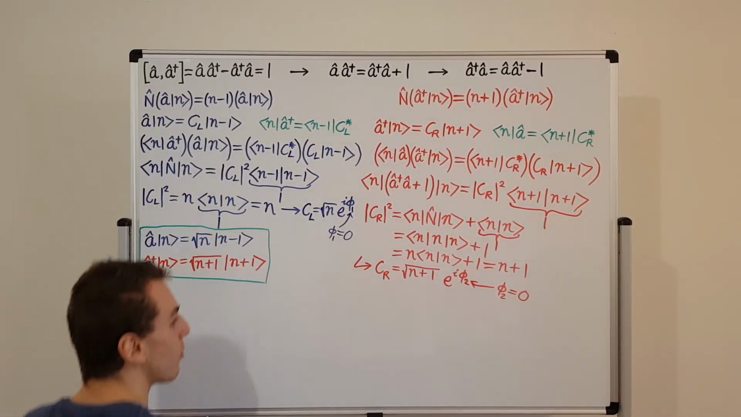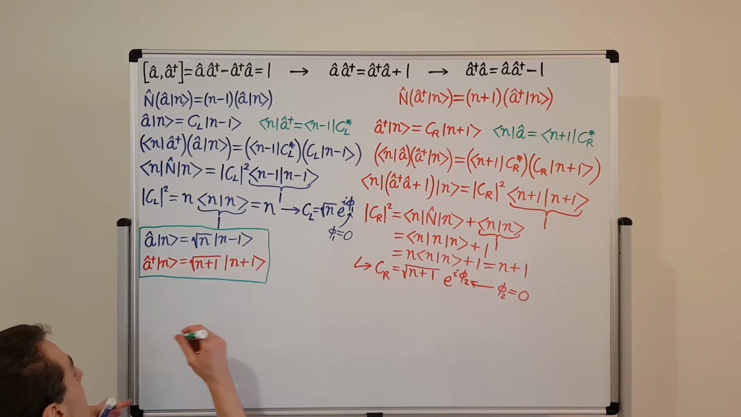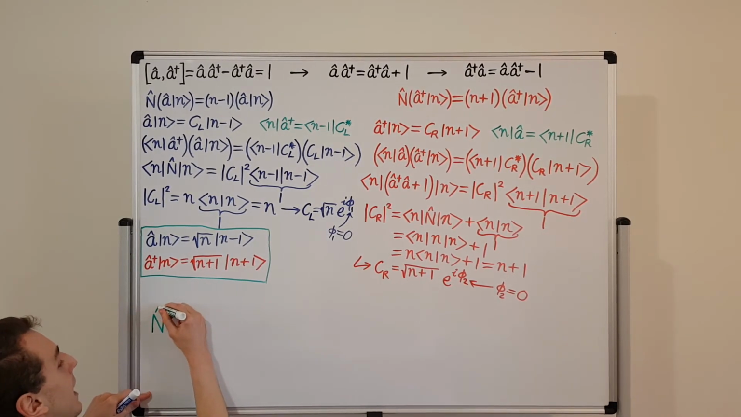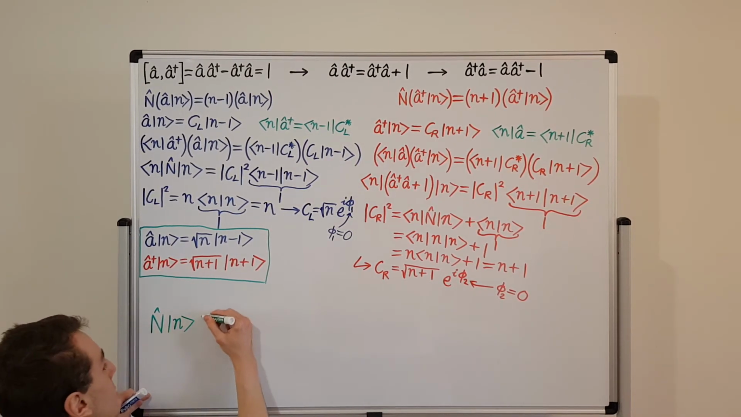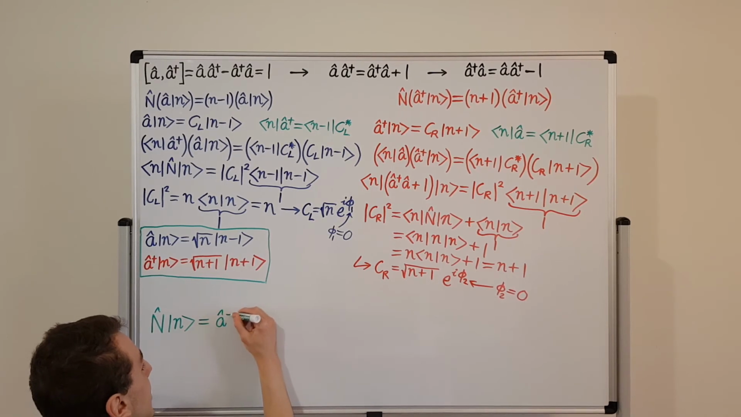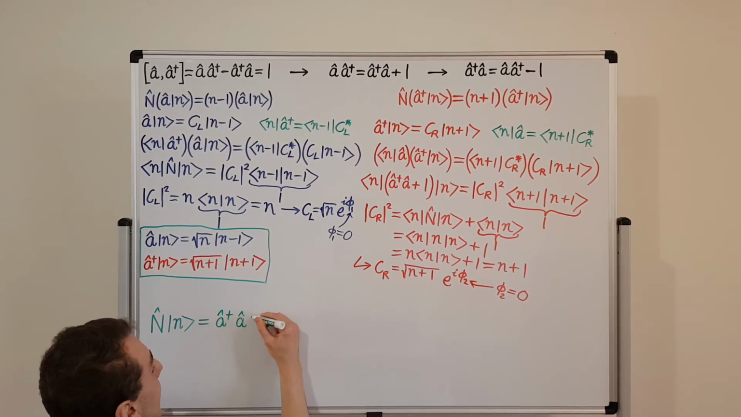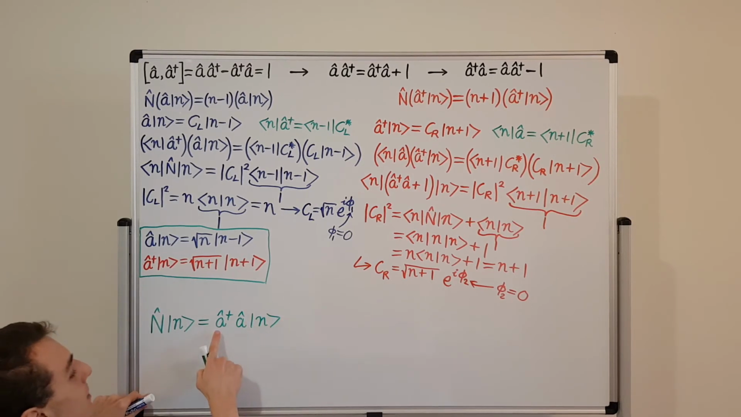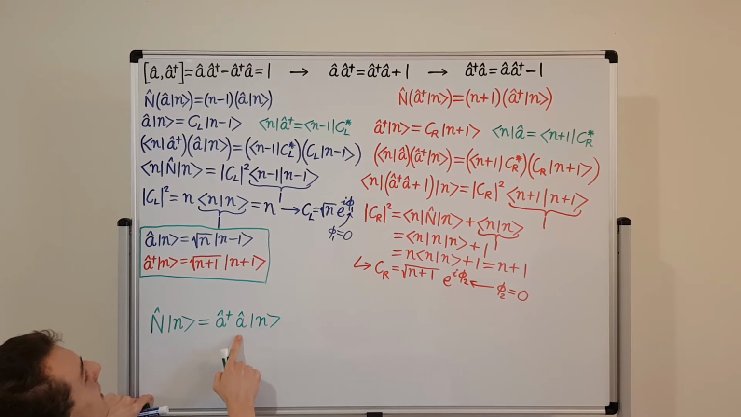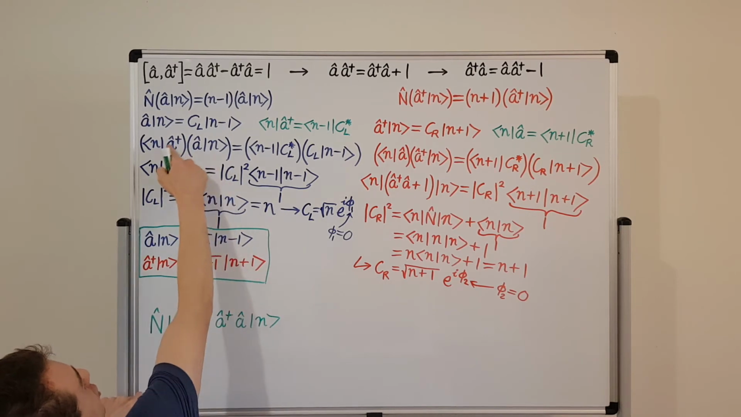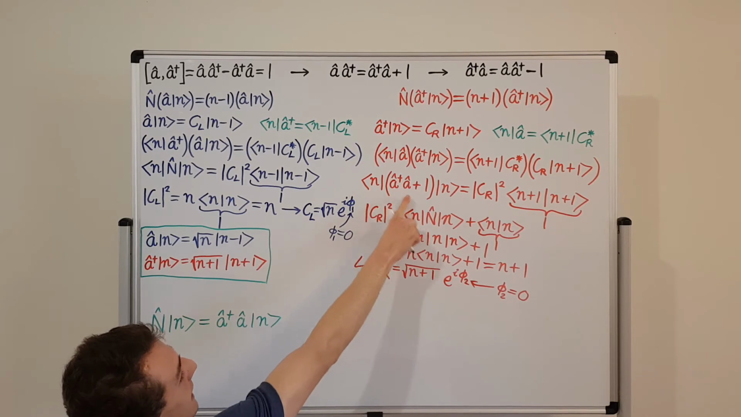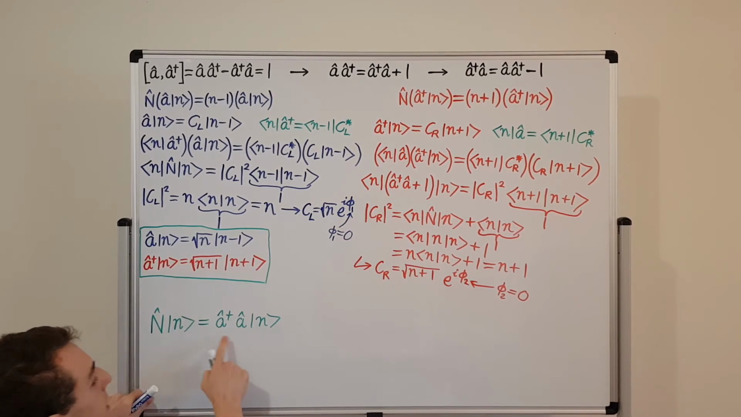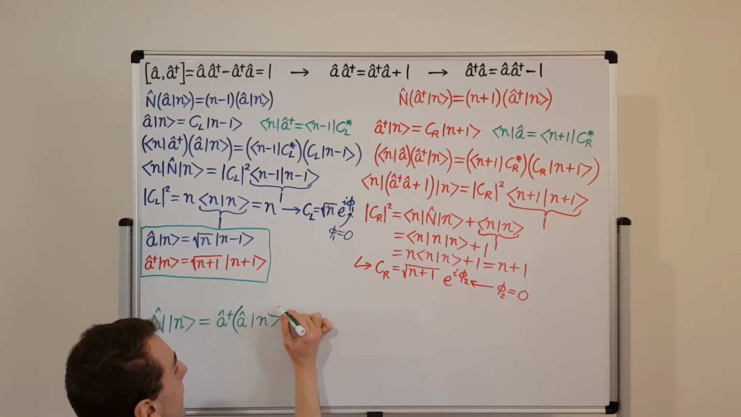I'm going to write a very important equation down here. So let's say we have the number operator, capital N, acting on an energy eigenstate. This is a ket. We can write this as a dagger, then a acting on this ket. So the number operator is the same as a dagger a. And we've used that fact in this equation over here. We've transformed a dagger a into n, and we've also used that fact over here when we transformed a dagger a into the number operator. So we know that this relationship holds. That is by definition.